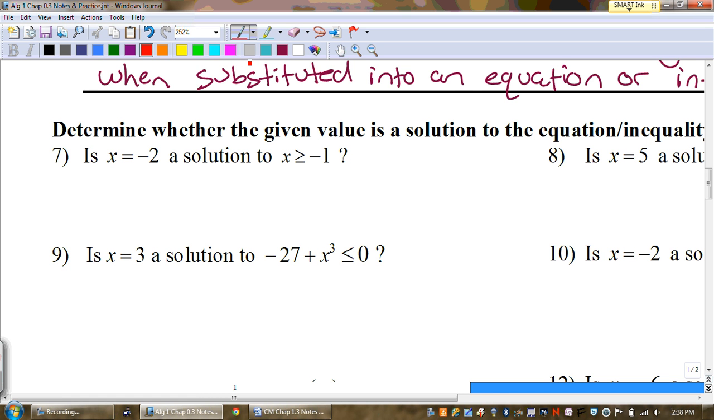So, is x equals -2 a solution to x is greater than or equal to -1? So, you take this and you plug it in. Okay? Some of that looks a little crazy. All you're going to do is plug in. So, remember, you always plug in. We're putting it in the parentheses. But you know what? There's nothing we have to do, so we don't really need them. Now, is -2 greater than or equal to -1?